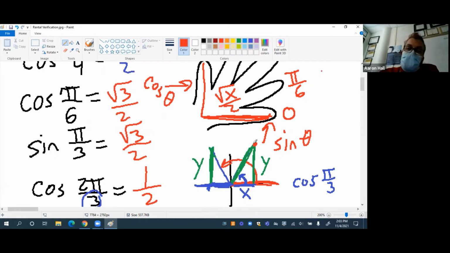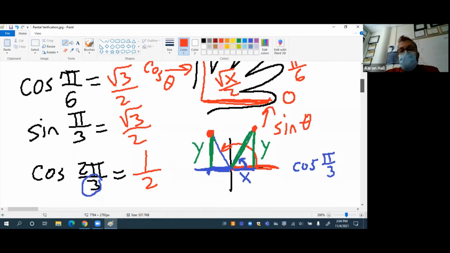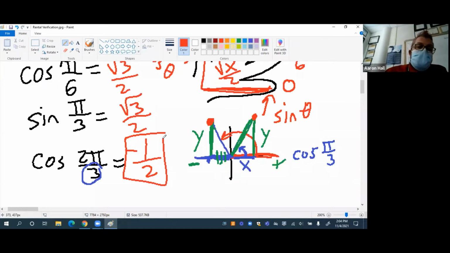But how is this point here different than this point here? Or are they the same? Yeah, your x value is negative. I'm going to the left. So the x value is negative, so the answer to this would be negative. So that's my answer right there.